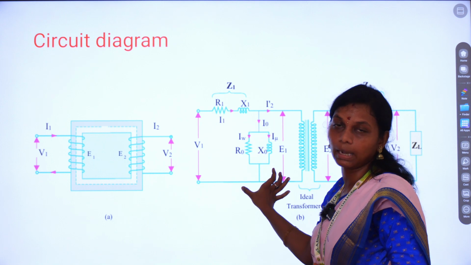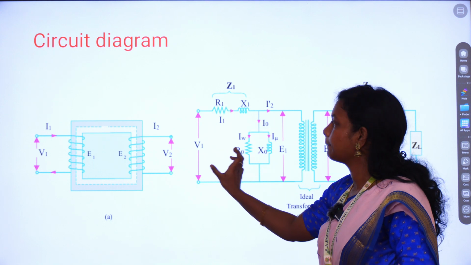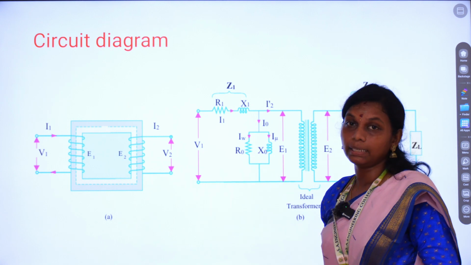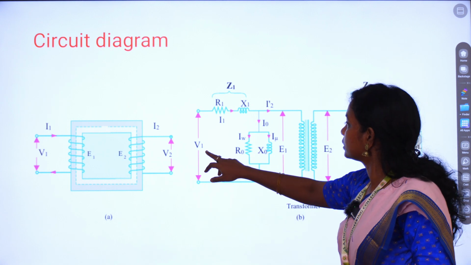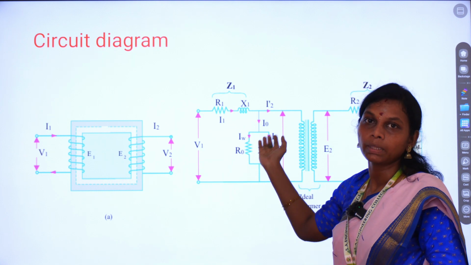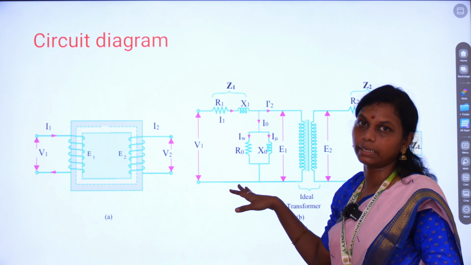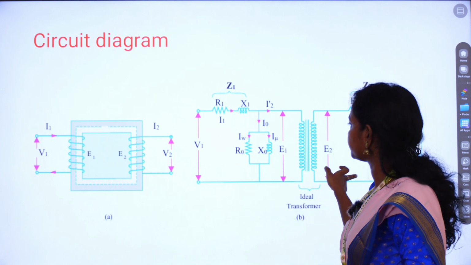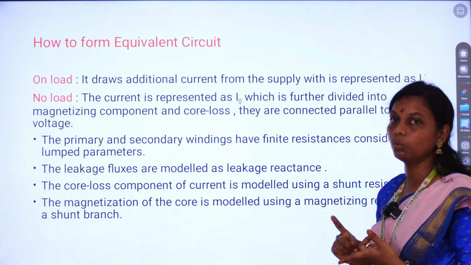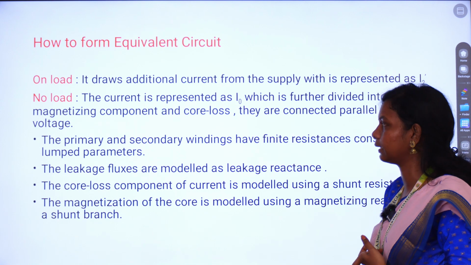It is always connected parallel to the supply voltage, and this is mainly a 1 mark question in GATE: how the magnetizing or no load current branch is connected with V1. It will be connected in parallel. This is the main 1 mark question which is asked in the GATE exams.